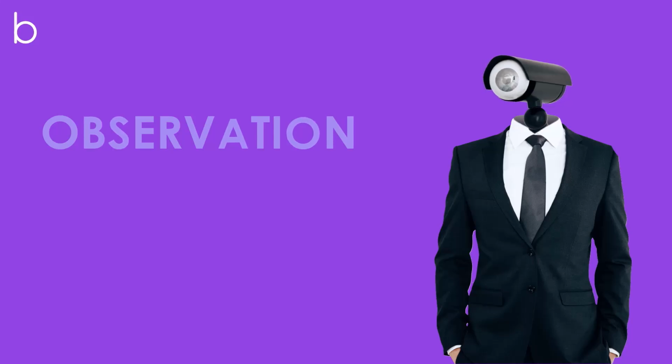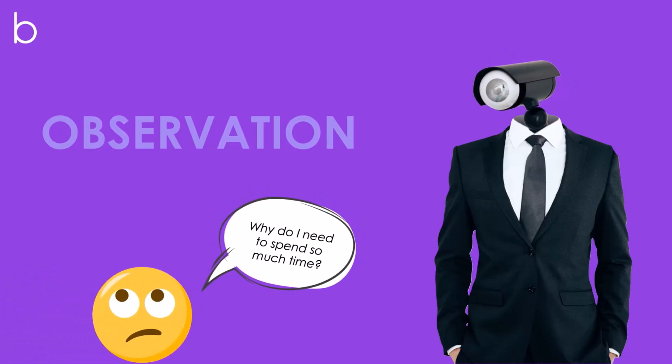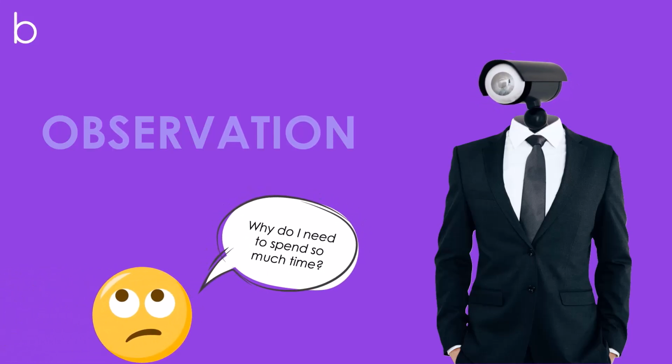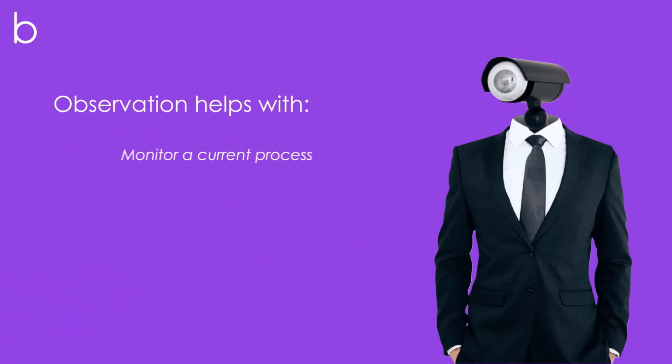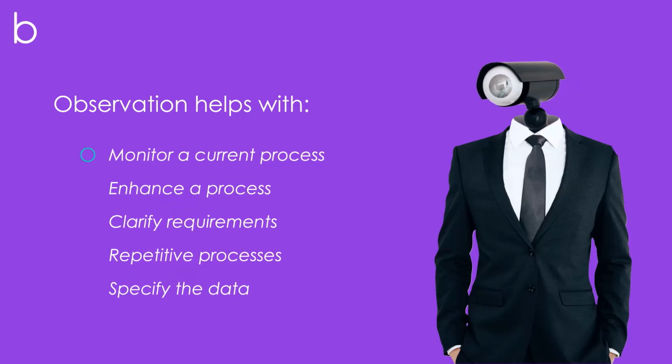Today, our main focus will be on the observation technique, which demands significant time and attention, but yields the most precise data on processes. This technique is particularly effective in the following scenarios: when there is a need to monitor a current process, when the objective is to enhance a process, when stakeholders struggle to articulate their activities or requirements, when dealing with highly repetitive processes such as those in manufacturing, when the accuracy of data gathered through other methods is questionable.